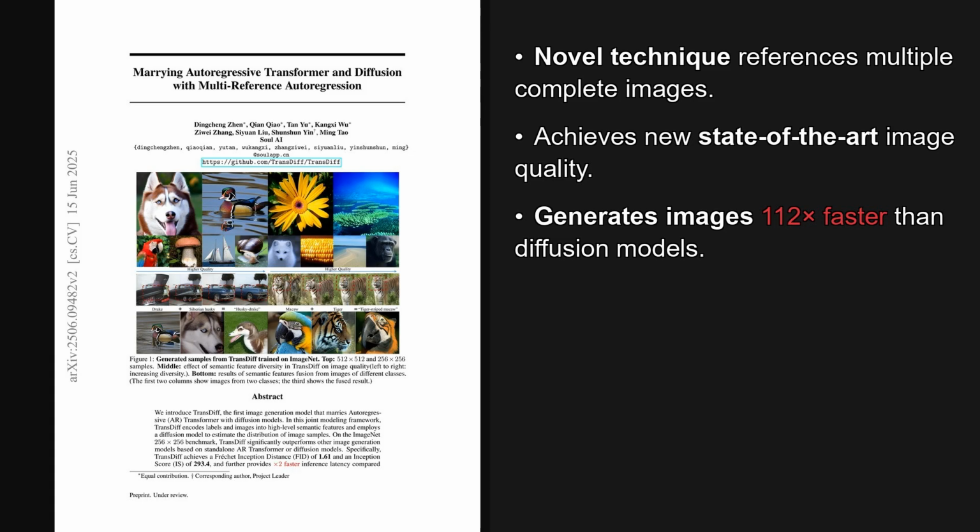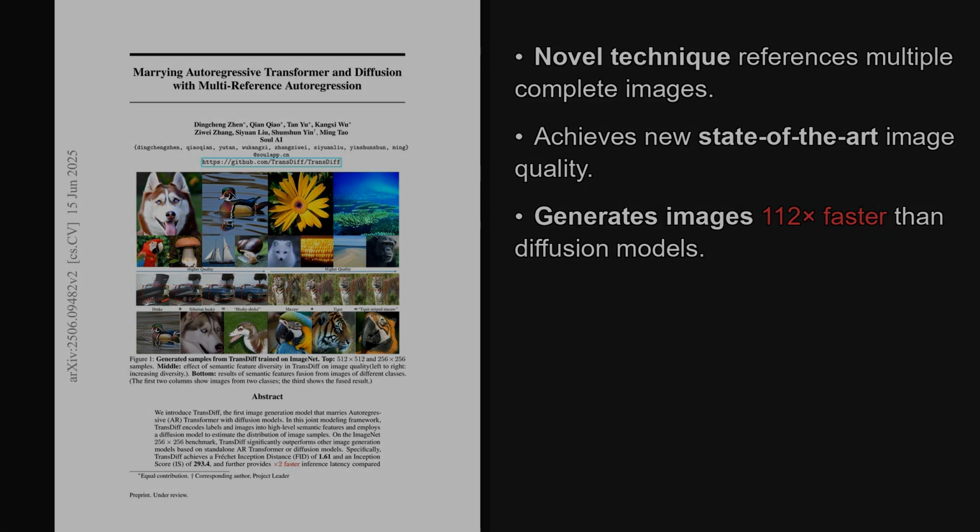Alright, so this paper introduces a model called TransDiff, which combines autoregressive transformers with diffusion models. An autoregressive model generates content step by step, where each new piece depends on the previous ones. Here, the transformer creates high-level semantic features, basically the core meaning of an image, not just its pixels. These features then guide a diffusion model to create the final picture. Building on that, the authors also introduce Multi-Reference Autoregression, where the model looks at several previous images to generate the next one, and as we'll see, the results are very impressive.